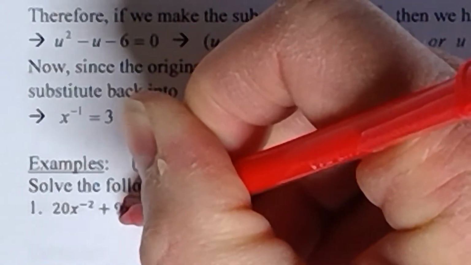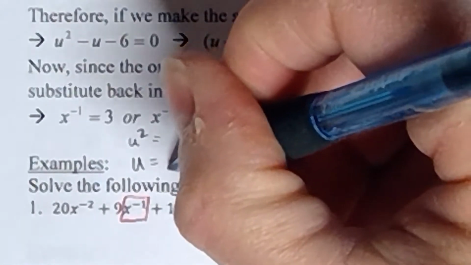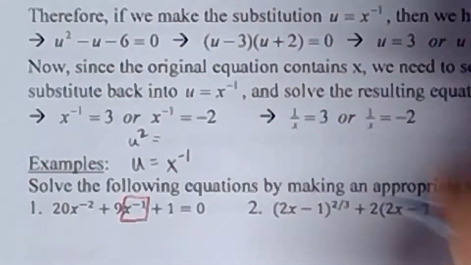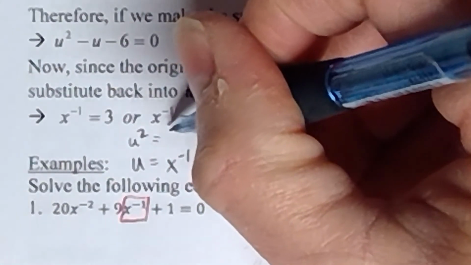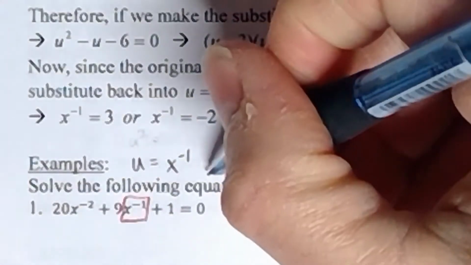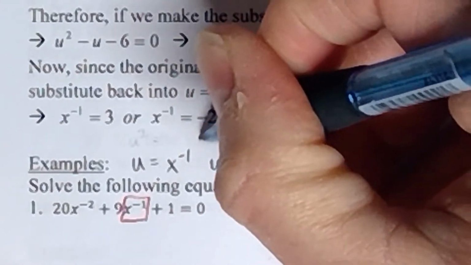to be my u? Why would I choose that? I would choose that because if I square that, okay, let me give myself a little bit more room here. So if I choose that, then what would u squared be equal to?